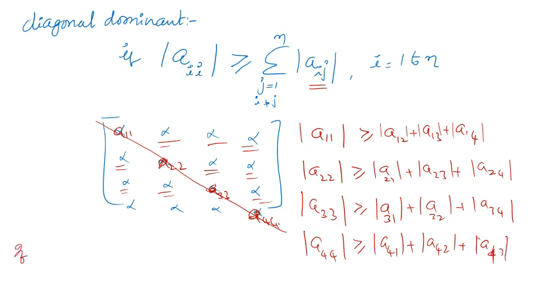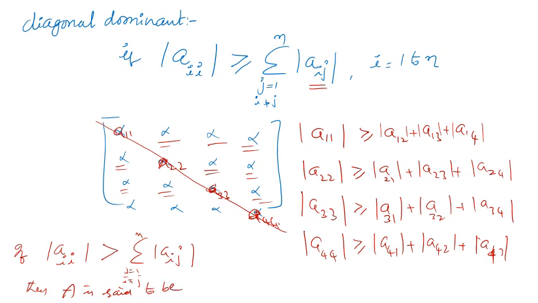If mod aii is strictly greater than the summation of mod aij, j equal to 1 to n, i not equal to j, then capital A is said to be strictly diagonal dominant. Okay, this is the definition.